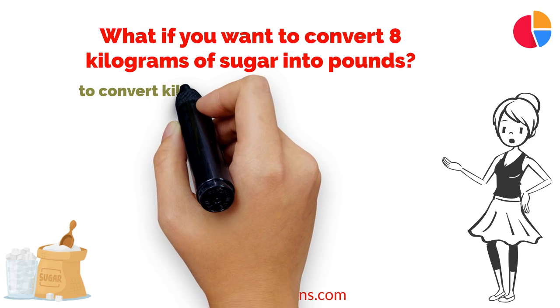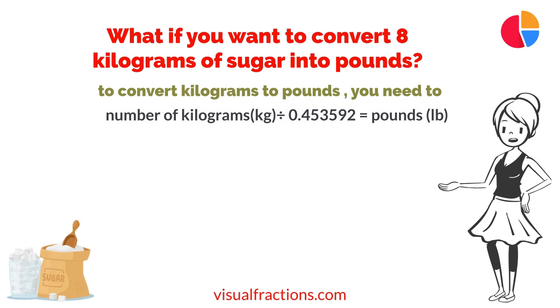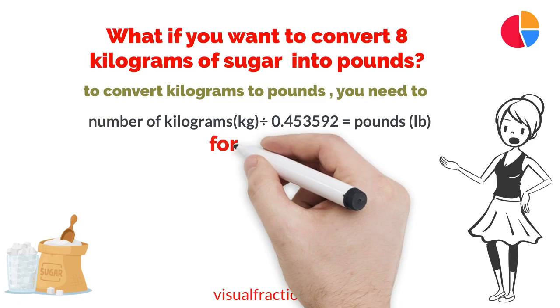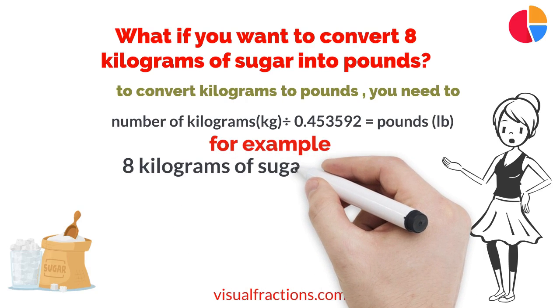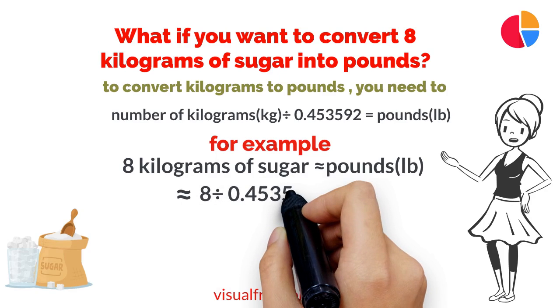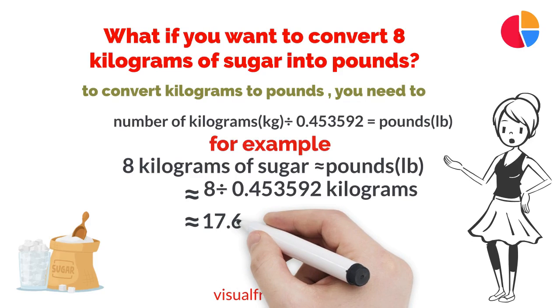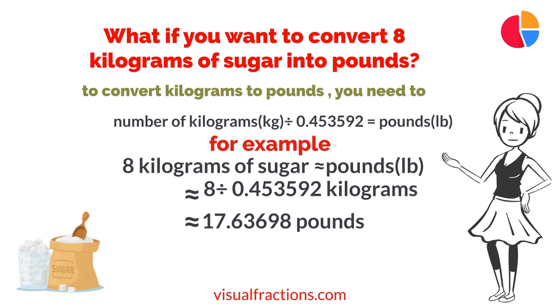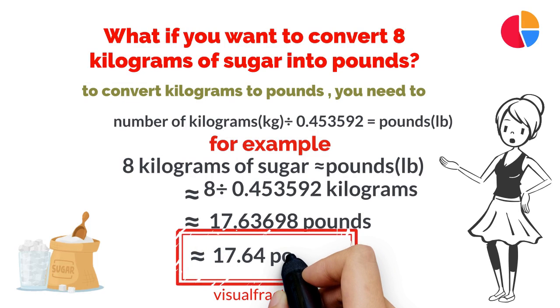To convert kilograms to pounds, you need to divide the number of kilograms by the conversion factor of 0.453592. Let's walk through an example of how to convert 8 kilograms of sugar to pounds. We start by dividing 8 by 0.453592. This gives us approximately 17.63698 pounds. Remember to round this number to the nearest hundredth, so our final answer is approximately 17.64 pounds.